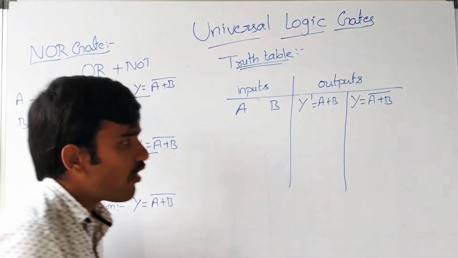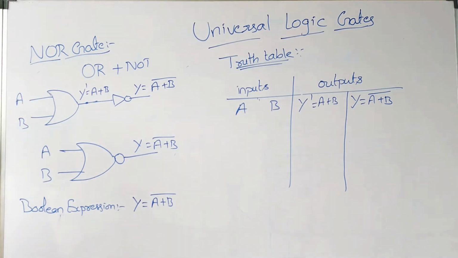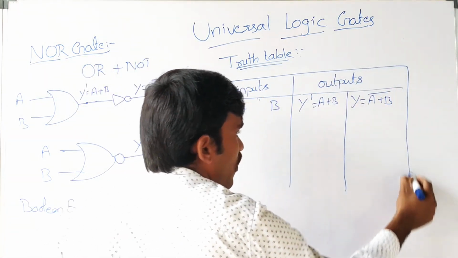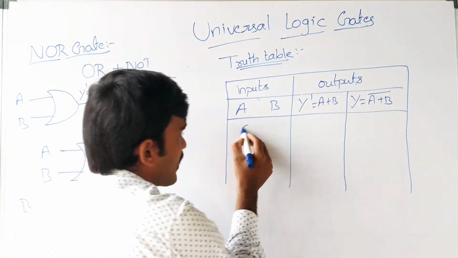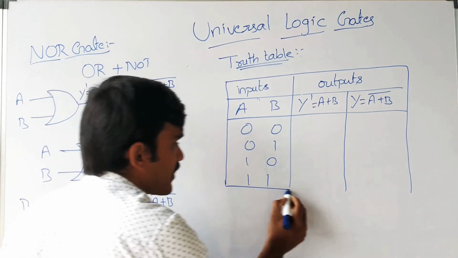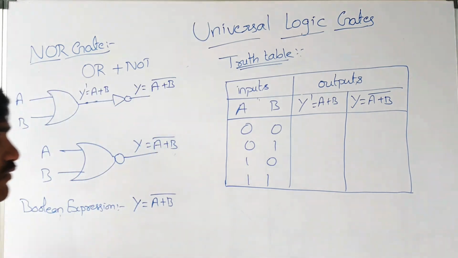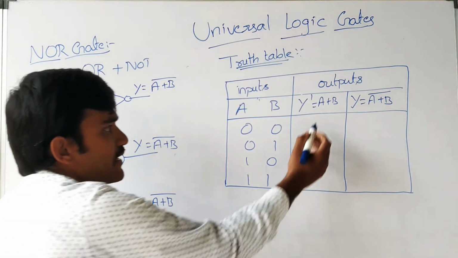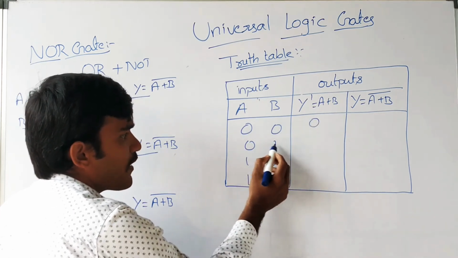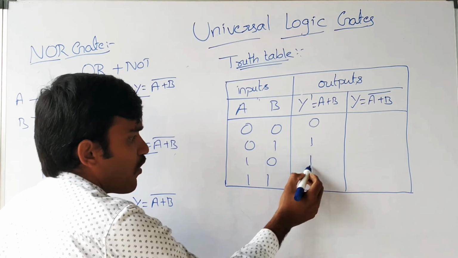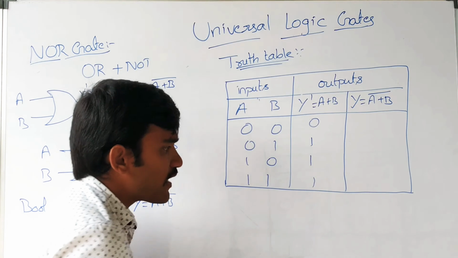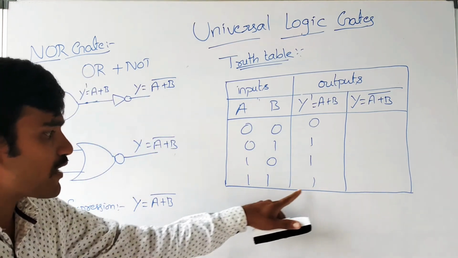Now look here, if there are two inputs, what are the combinations we are getting? 0 0, 0 1, 1 0, 1 1. These are the combinations we will get. Now this is OR, which means just like addition. 0 plus 0 is 0, 0 plus 1 is 1, 1 plus 0 is 1, 1 plus 1 is 1. If any is high, we get high.